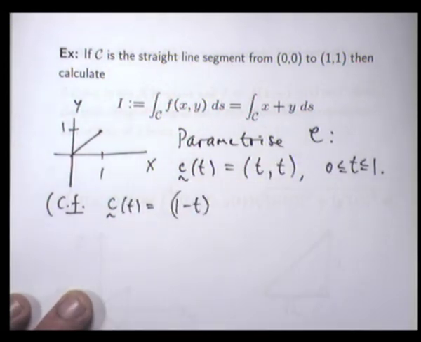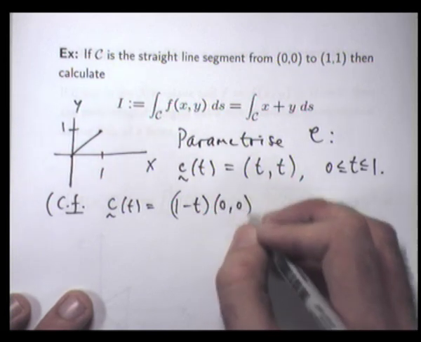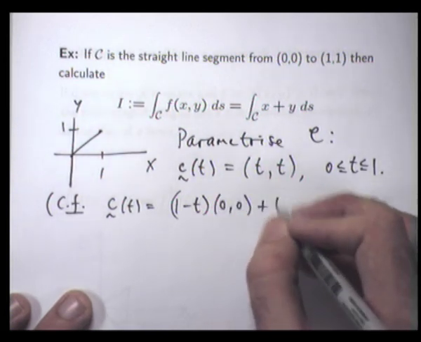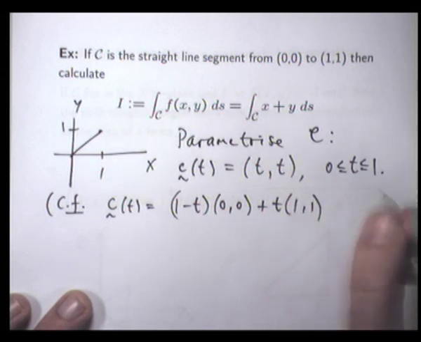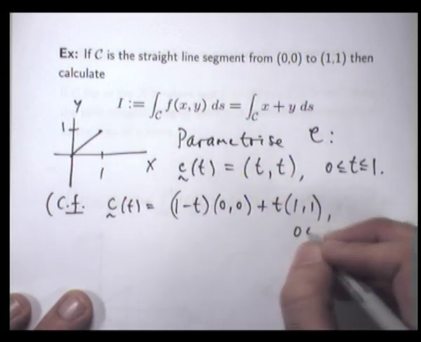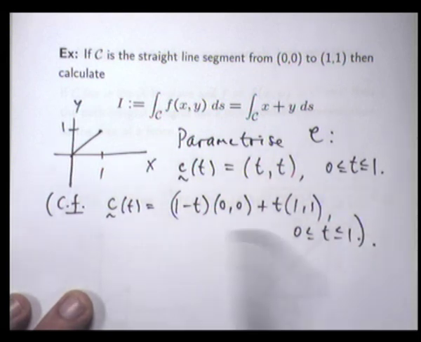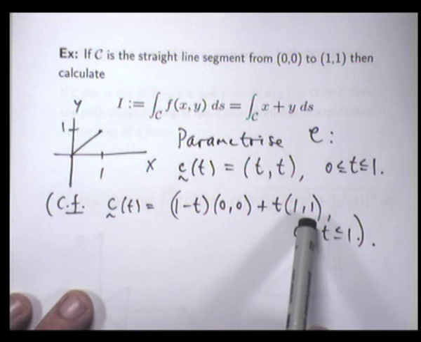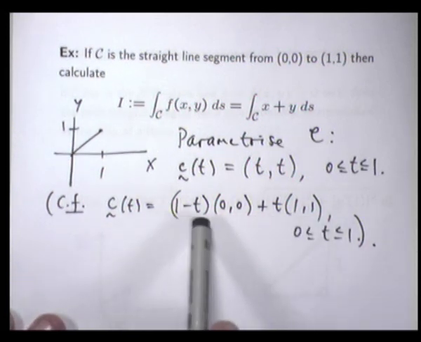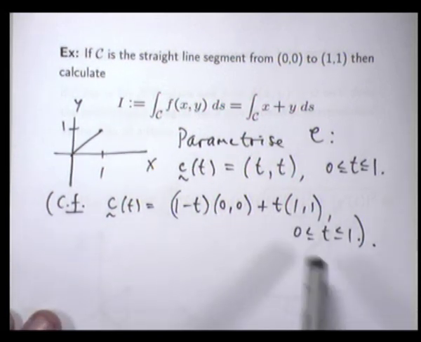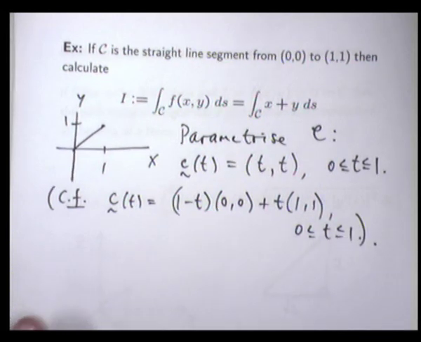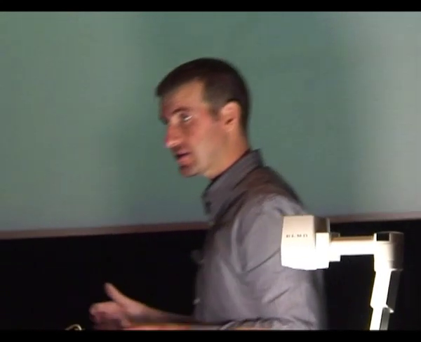If you have a straight line segment between two points, you can use this algorithm here. So that's the starting point, that's the ending point. And they're multiplied respectively by 1 minus t and t. And the interval is always from 0 to 1. Okay, it's a good formula to remember. Of course, you don't have to choose that parameterization. You can choose other ones as well.